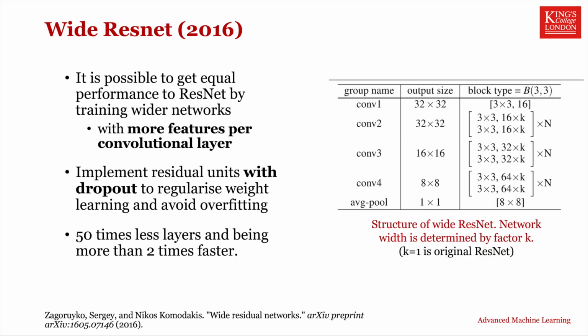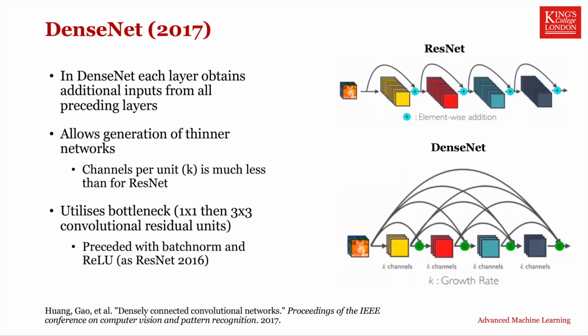Therefore, by increasing filters in each layer by a factor of 16 for the first group of residuals, 32 for the second group of residuals, and 64 for the third group, the authors of wide ResNet found it was possible to achieve equal performance using a 16-layer wide net as for a standard ResNet with 1,000 layers. So they're reducing the layers by 50 times and training twice as fast, but achieving equal performance. Then came DenseNet.